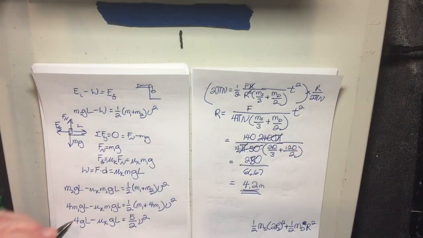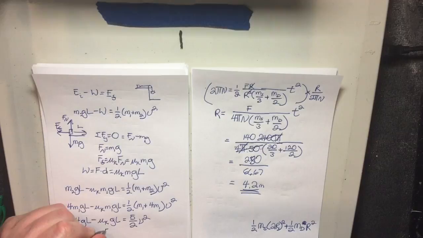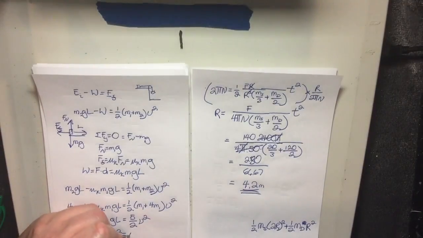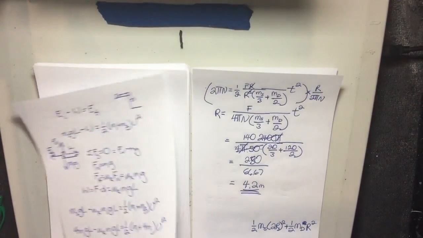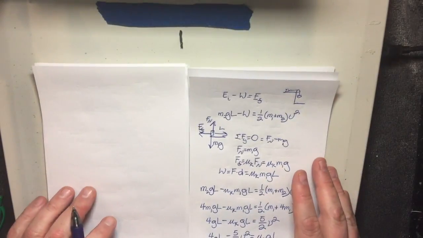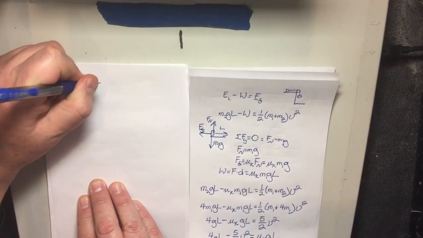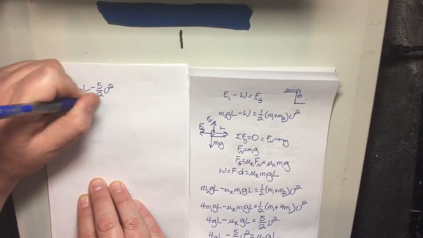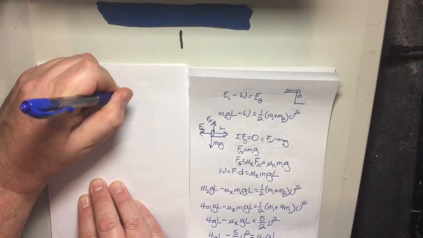I'm looking for mu sub k. 4GL minus 5/2 V squared is equal to mu sub k GL. So 4GL minus 5/2 V squared divided by GL is equal to mu sub k.